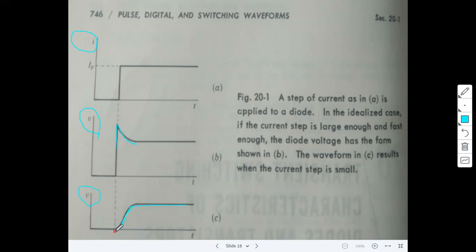The voltage across the diode slowly increases. Here it immediately increases. That means the speed of the diode in this case is very low. Here in this case it is very high. The voltage across the diode immediately reaches here, but in this case it reaches slowly.